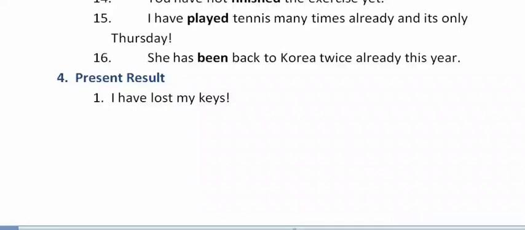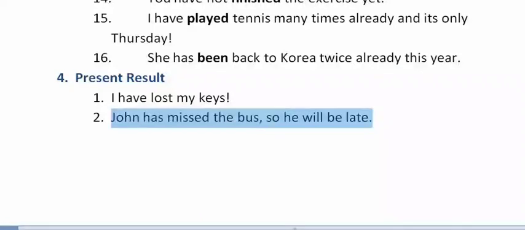We use the present perfect tense to indicate the present result. What do I mean by that? For example, I can say, I have lost my keys. So the action of losing keys started sometime back and it is continuing up to this point. And so I will use the present perfect tense. Let's check out 11 more examples. And all these examples will directly or indirectly show result.